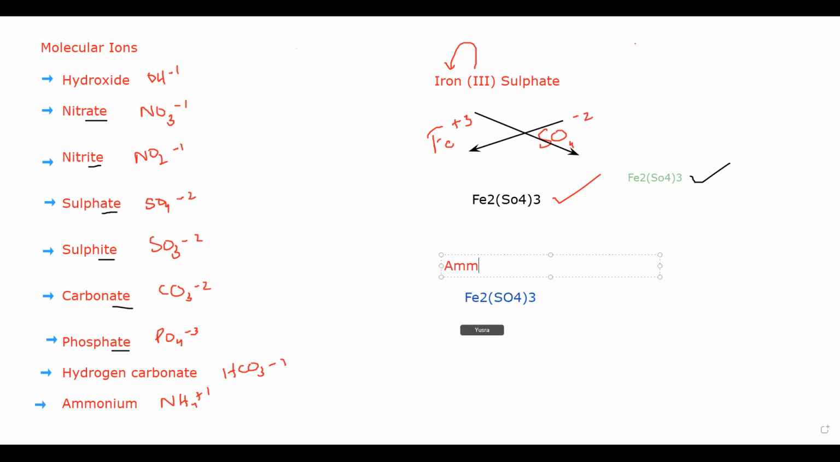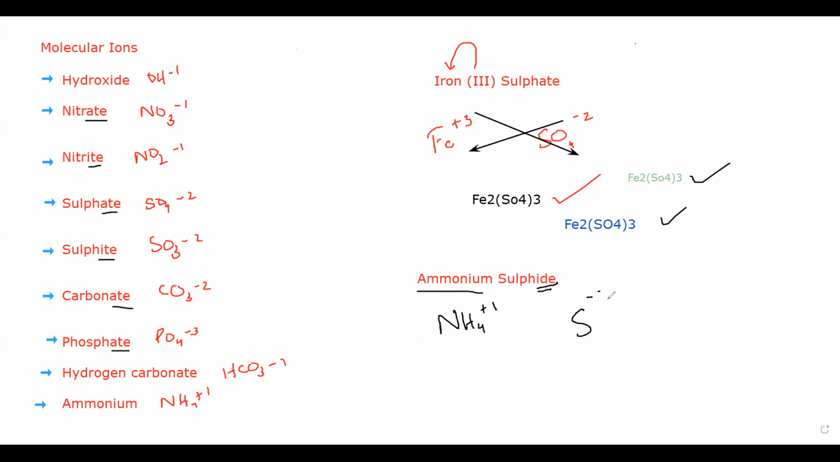Ammonium. If we have another compound such as ammonium chloride, or ammonium sulfide. So ammonium you don't find in a periodic table, it's a molecular ion which is NH4. So for ammonium, we will write NH4 and its charge is plus 1. And sulfide, ide is there, it means sulfur only. And sulfur belongs to group 6, so it is minus 2. So what will be the chemical formula for ammonium sulfide?